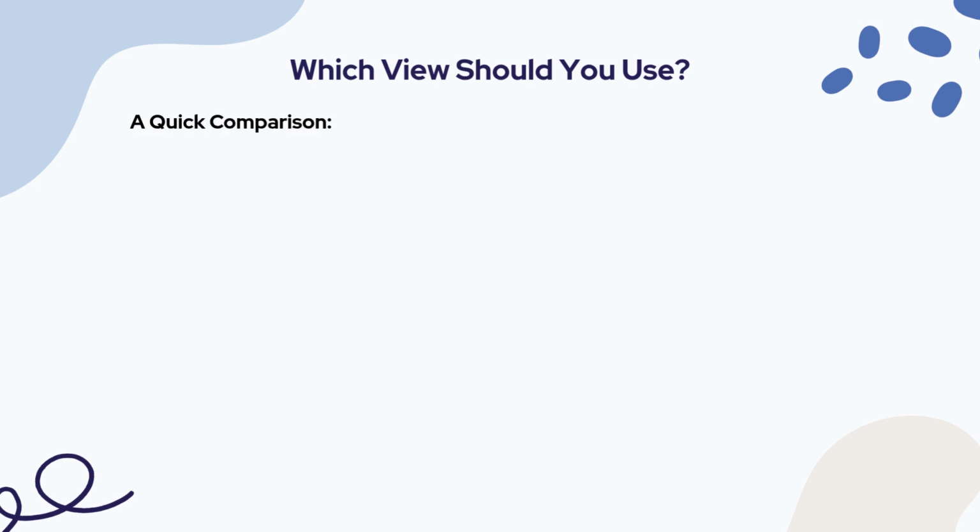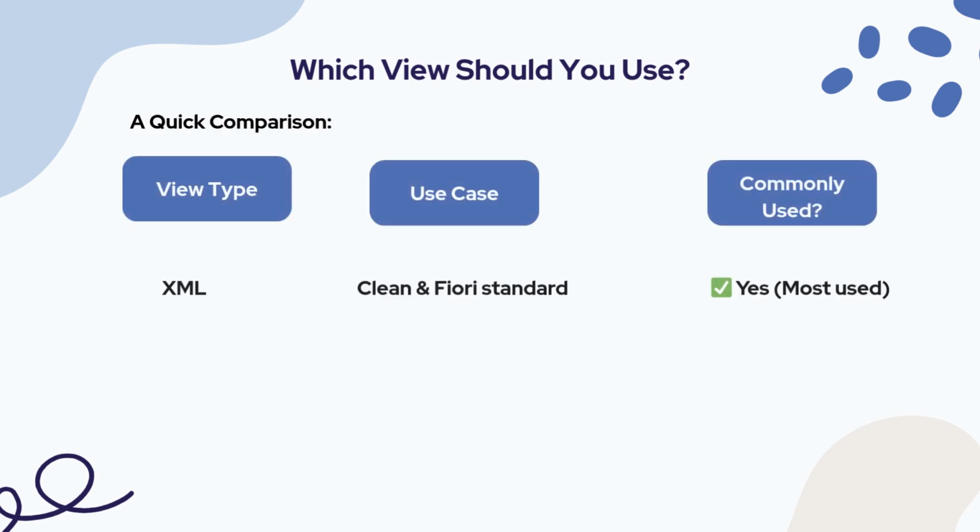Alright, so let's quickly compare all three types of views and understand which one is best for you. First is XML view. This is the most commonly used. It's clean, readable, and works great with the Fiori design system. So if you are just starting out, XML view is the best option. Second is JSON view. This one is rarely used. It's only helpful when you need to create UI dynamically, like from a configuration file. But in real SAP projects, you almost never see this.